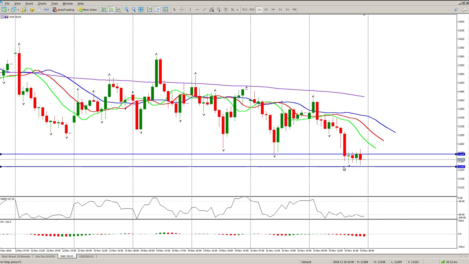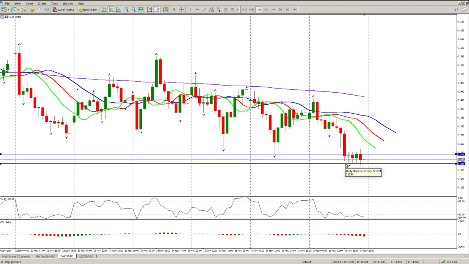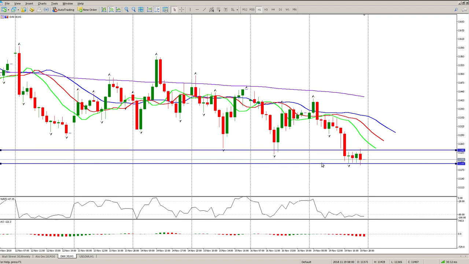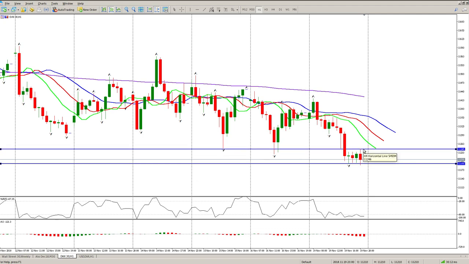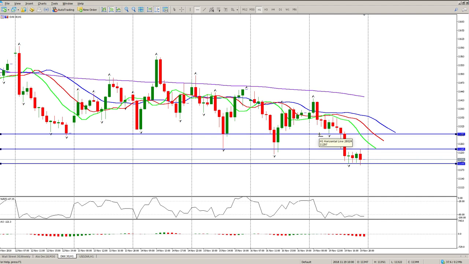Again, the trade is actually quite simple here. A break above this 11,245 will give us a bit of upside. Not that I think there's going to be much upside. You may get to come up and test this area here of 11,297 or 11,300, but then I think that's another opportunity to get short again.